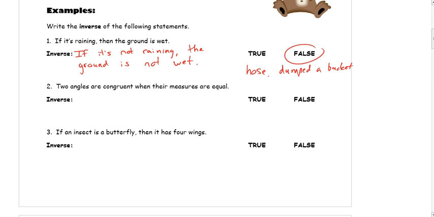I want you guys to try 2 and 3. Okay, two angles are congruent, their measures are equal. Come up with your inverse of that. If you need to write it as a conditional, do that part first.